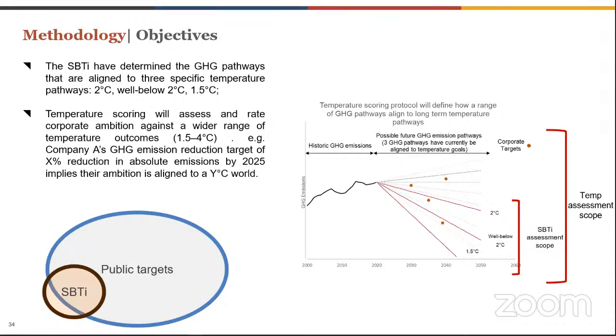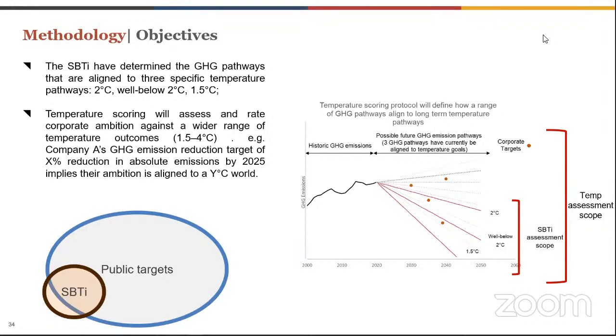But the SBTi targets currently represent a pretty small universe compared to all publicly disclosed targets. Right now we have about 500 approved SBTs, with another 500 companies who are committed, so they're in the process of setting them. But we wanted to extend this analysis to all public targets. As Donald mentioned, we have around 4,000 targets disclosed each year, so we wanted to provide a similar assessment to all of them.